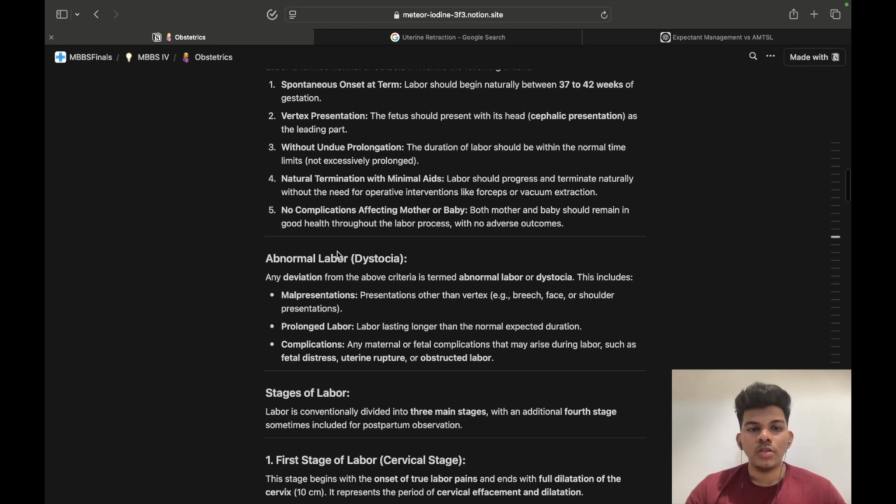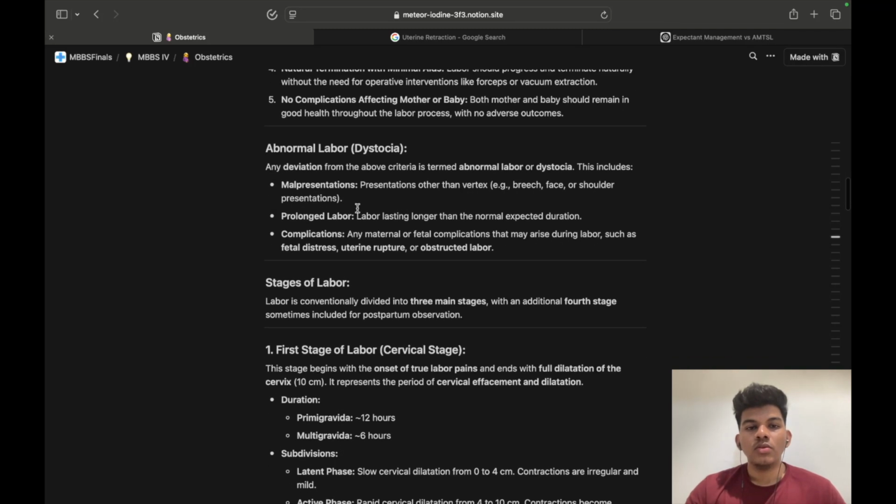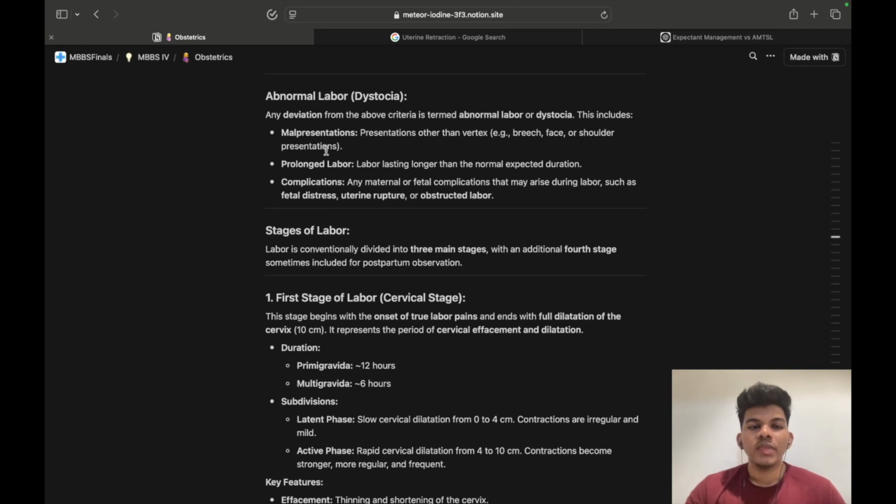Coming to the opposite of this, abnormal labor, what does it mean? It is also known as dystocia. It can include malpresentations, prolonged labor, and complications. Malpresentation is a presentation other than the vertex, such as breech, where the feet are the presenting part, face presentation, and shoulder presentation. Prolonged labor lasts more than the usual expected duration. Complications are any maternal or fetal complication that may arise during labor, which can include fetal distress, uterine rupture or obstructed labor.